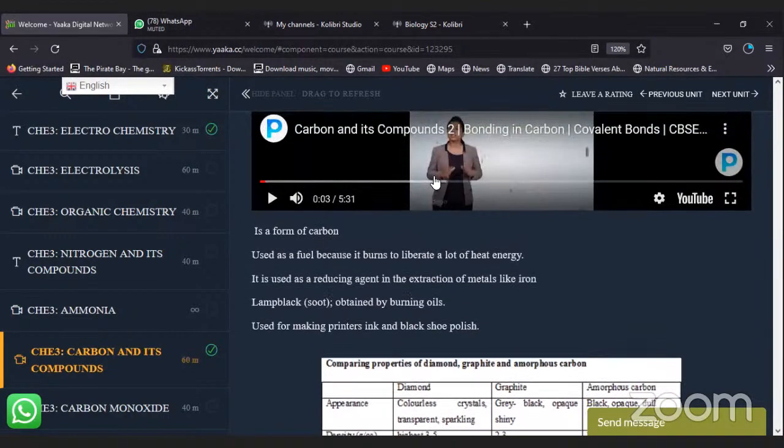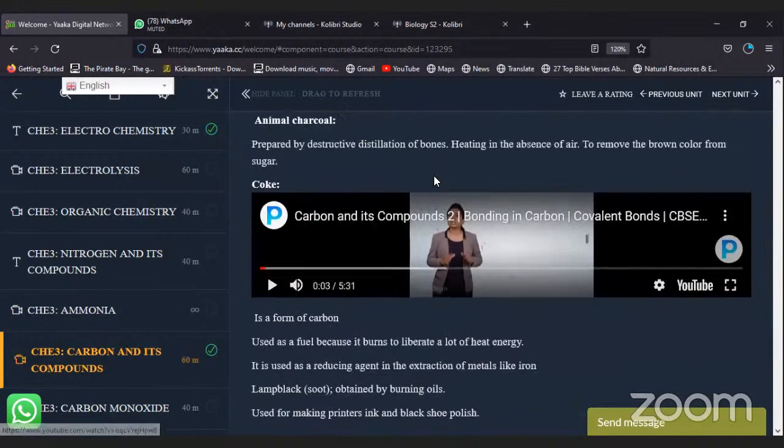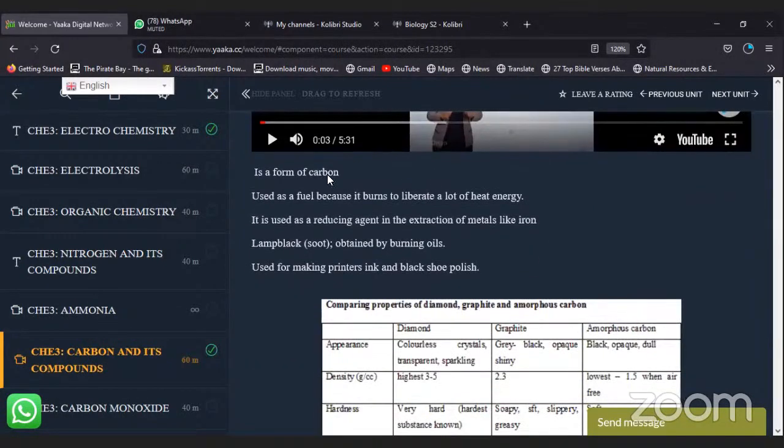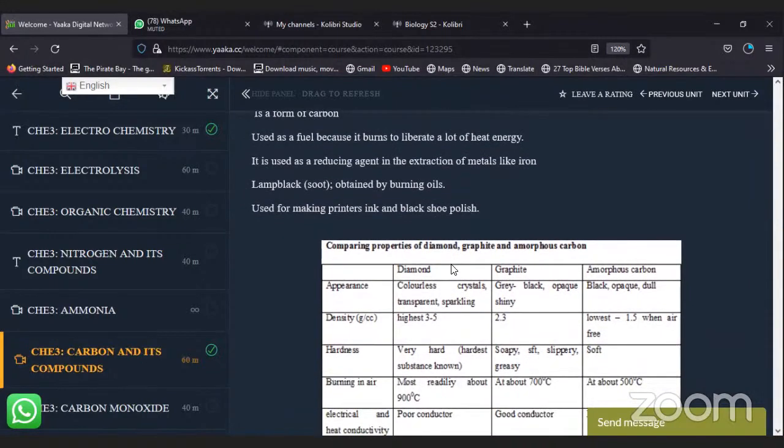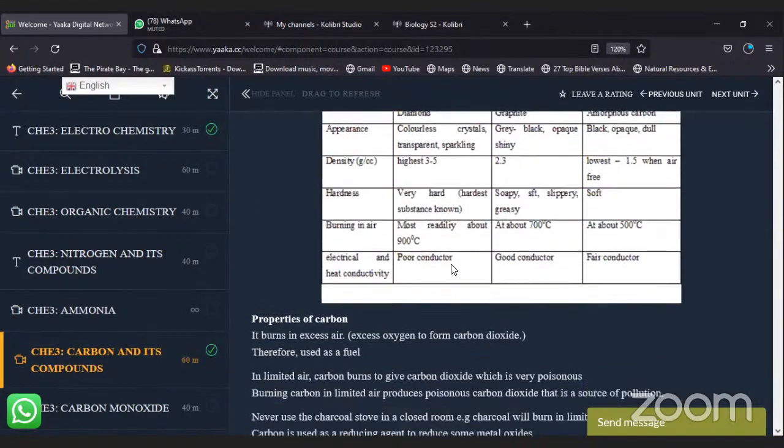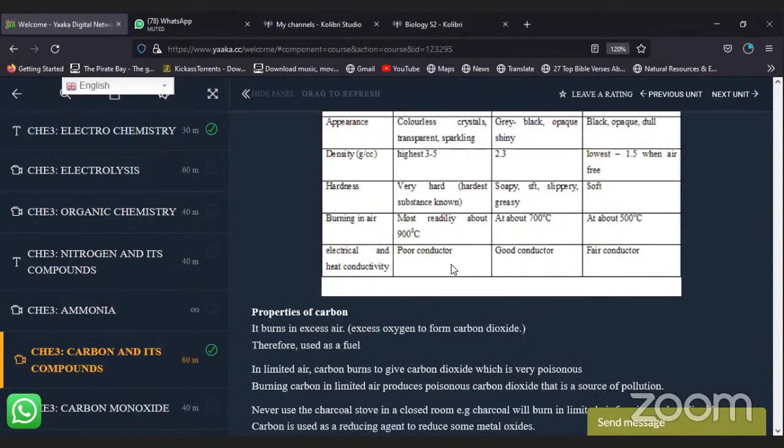Now we are looking at coke. Coke is a form of carbon that is used as fuel because it burns to liberate a lot of heat energy. It is used as a reducing agent in extraction of metals like iron. Lampblack, or soot, obtained by burning oils, is also used for making printer's ink and black shoe polish. So most of the shoe polish you use is made up of that.